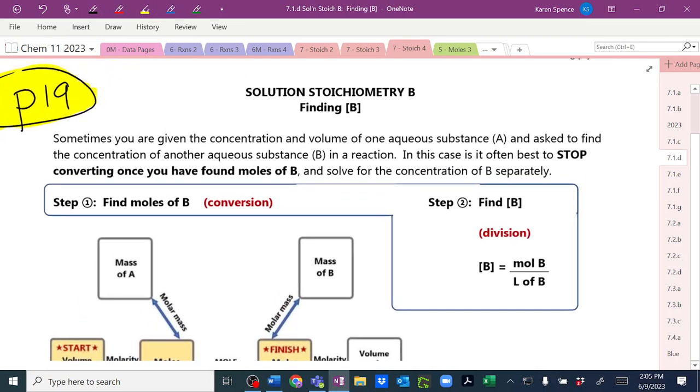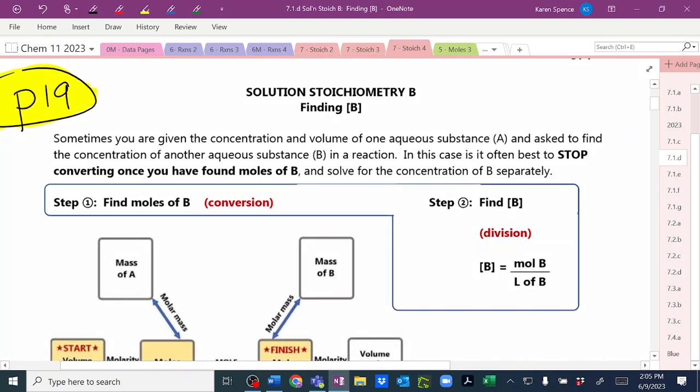So sometimes you're given the concentration and volume of one aqueous substance, substance A, and you're asked to find the concentration of another aqueous substance, substance B. And when this is the case, it is often best to stop converting, just like we did, once you have found moles of B, and then solve for the concentration of B separately.